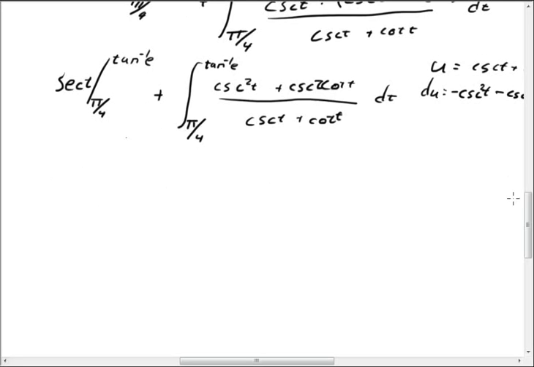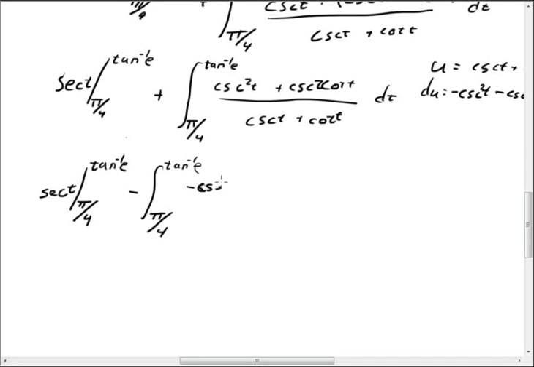So we have this secant t evaluated from pi over 4 to tan inverse of e. And I'm going to multiply by -1 here, minus the integral from pi over 4 to tan inverse of e of minus cosecant squared t minus cosecant t cotangent t all over cosecant t plus cotangent t dt.